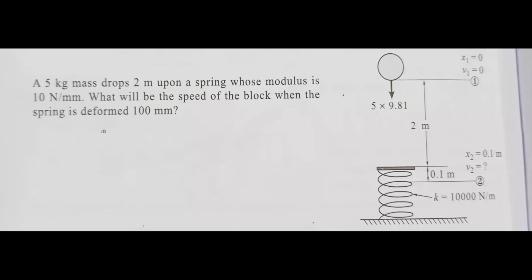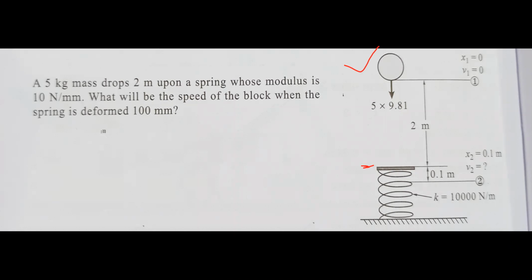Okay, everyone. Now we will see the next question here. As you can see, we have a mass of 5 kg, and that 5 kg mass drops by a distance of 2 meters. So this is the mass over here, and that particular mass is falling by a distance of 2 meters, and it is falling over this spring that has a stiffness of 10 Newton per mm.